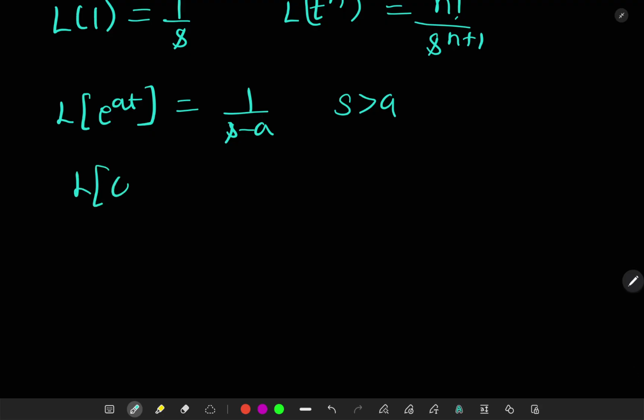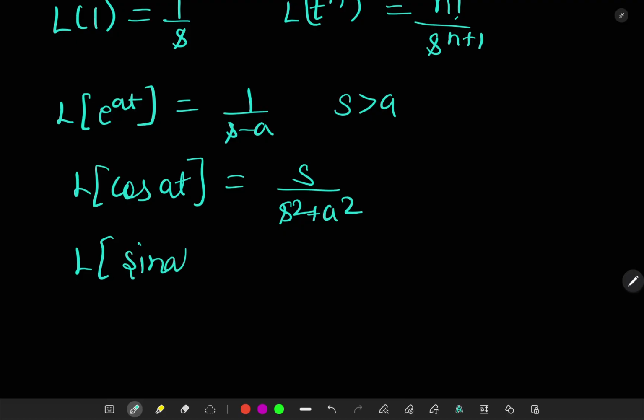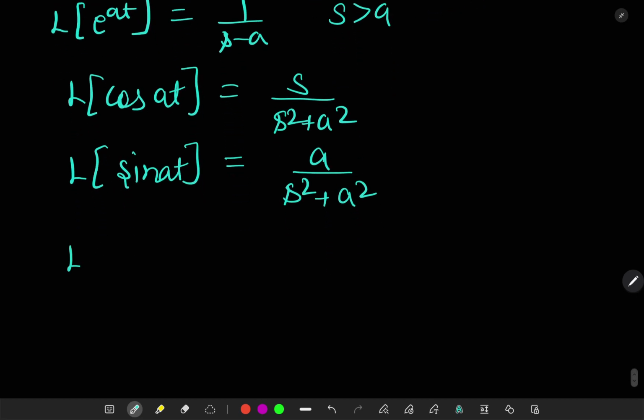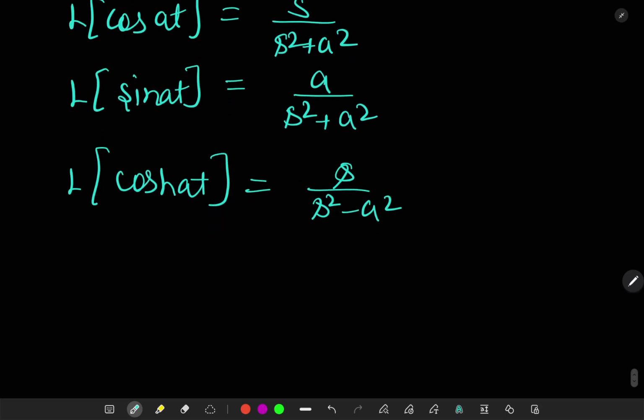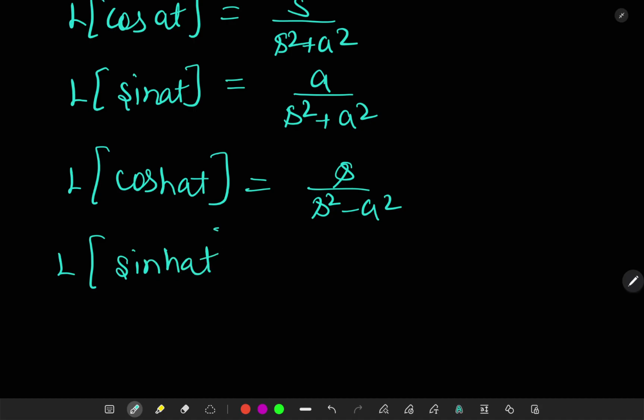Now the Laplace transform of cos at equals s/(s^2 + a^2). The Laplace transform of sin at equals a/(s^2 + a^2), the Laplace transform of cosh at equals s/(s^2 - a^2), and the Laplace transform of sinh at is equal to a/(s^2 - a^2).